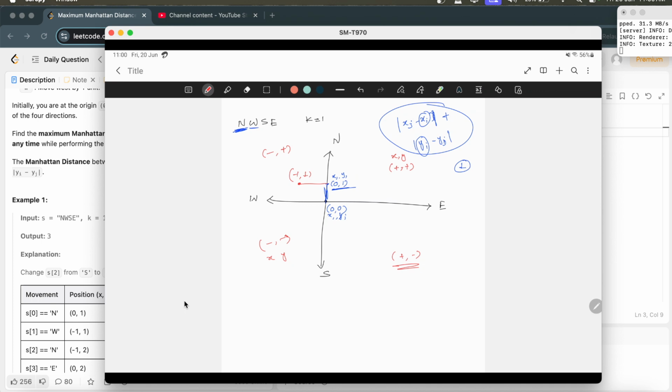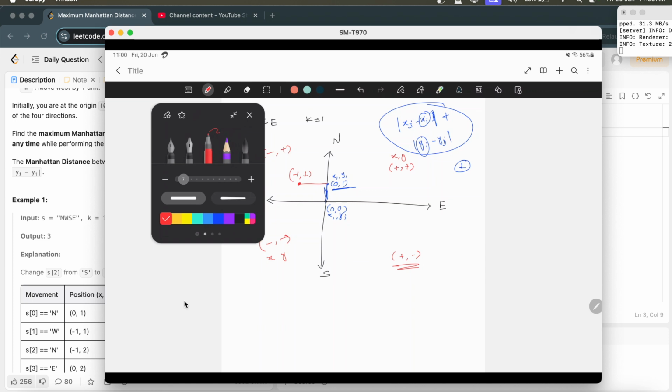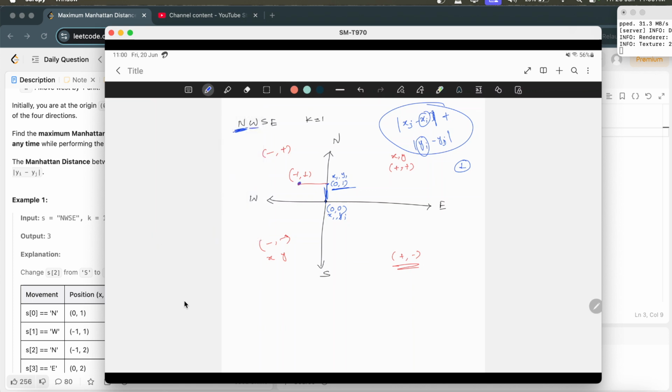So now it is minus 1, 1 is the value that we got. What is the distance so far from the origin? From the origin we actually want to get the distance. So again, 0 minus 1 and 0 minus 1 are the values that we subtract. We need to sum up the absolute values that we get, so it is going to be 2. So when we moved in the west direction, the distance that we got was 2.